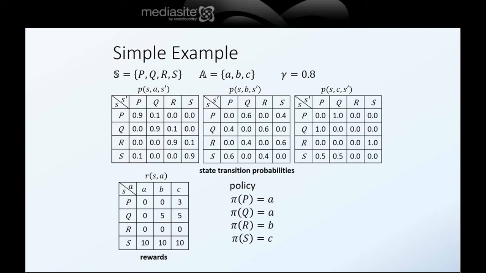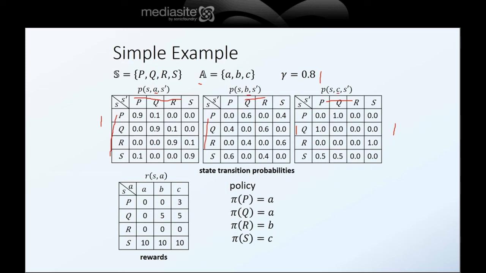Here's a simple example. This is the same example that we did last time. So we have 4 states, P, Q, R, S, and we have 3 actions A, B, C. We have the discount gamma, and these 3 tables are the transition probabilities. This is the current state and this is the next state, the same for the other tables. The difference is this is when the action is A, this is when the action is B, and this is when the action is C.